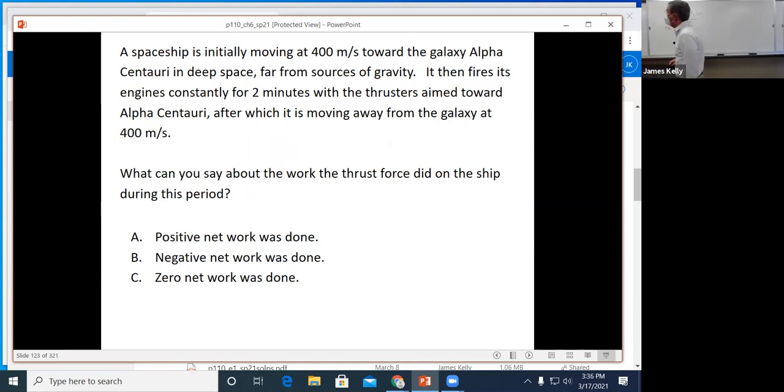What can you say about the work done by the thrust force during this 2-minute period, from when it was heading toward Alpha Centauri at 400 meters per second to heading away at 400 meters per second? Positive, negative, or zero net work done during that period?